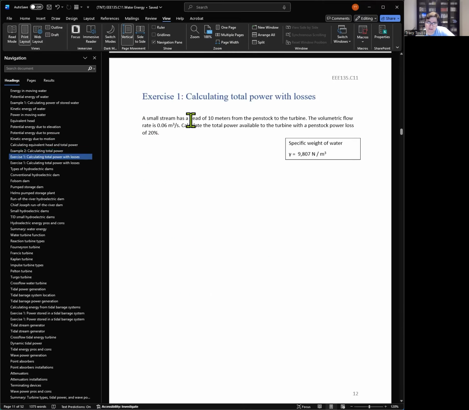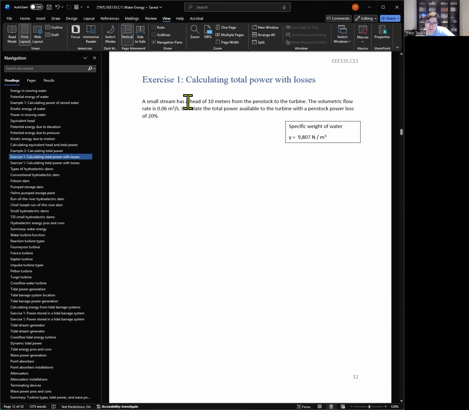So with that being said, let's go ahead and do an exercise. Again, I'm going to say an equivalent head. We have a small stream with an equivalent head now of 10 meters from the penstock to the tube. The volumetric flow rate is a little bit bigger, 0.06 meters cubed per second. Calculate the total power available to the turbine with a penstock power loss of 20%.